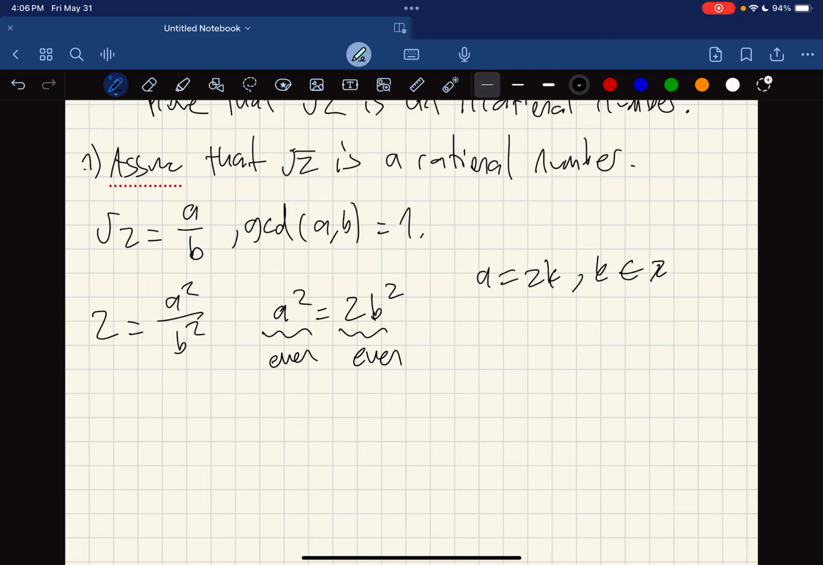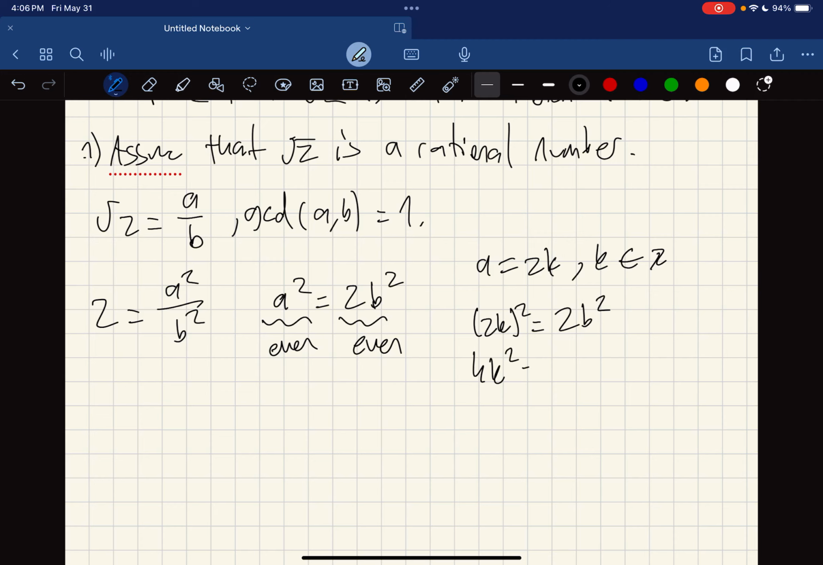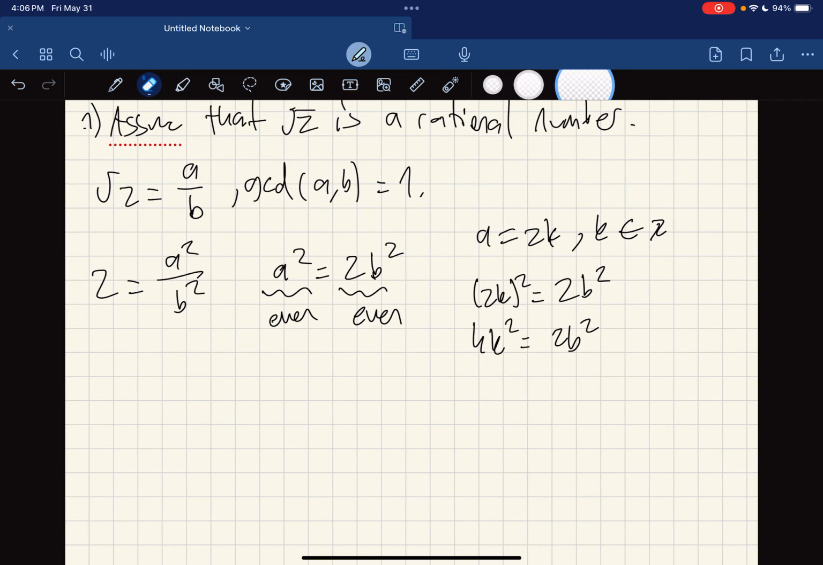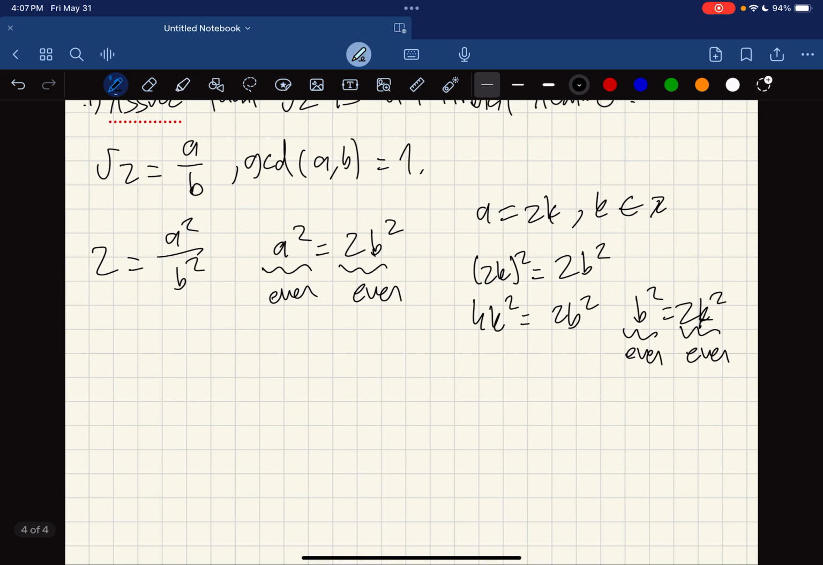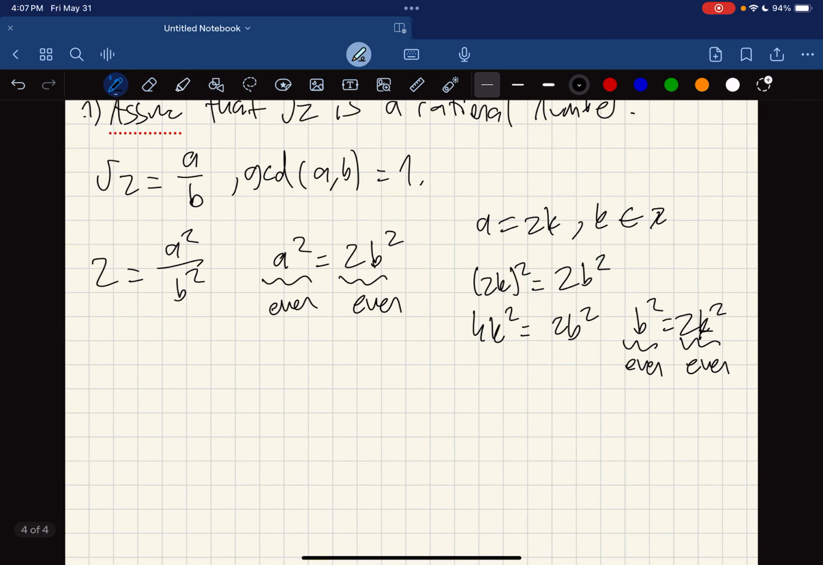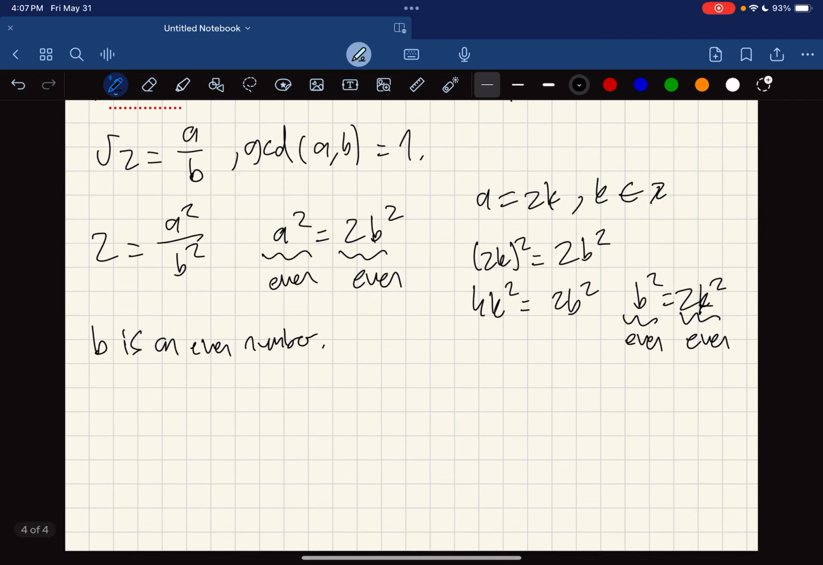So, when we write it, we get (2k) squared is equal to 2b squared, which gives us 4k squared is equal to 2b squared, and which gives us b squared is equal to 2k squared. Similarly, the right side is an even number, thus the left side needs to be an even number too. And as we said before, similar to the case of a squared and a, b is an even number. Thus, we can write that b is equal to 2m, where m is an integer.